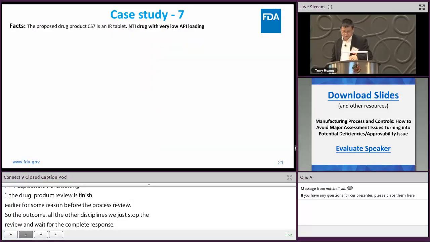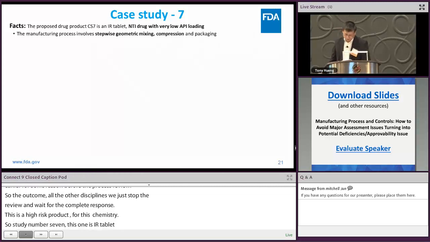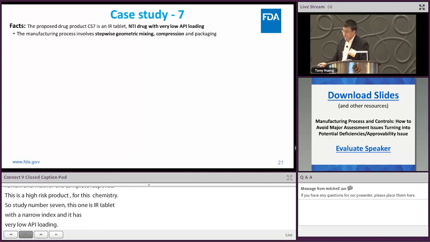Okay, study number 7. This one is an IR tablet with a narrow therapeutic index. And it has very low API loading. I think the loading, for one strength, is less than 1%. They have multiple strengths. So the manufacturing process involves stepwise geometric mixing, compression, and packaging. It is pretty straightforward.